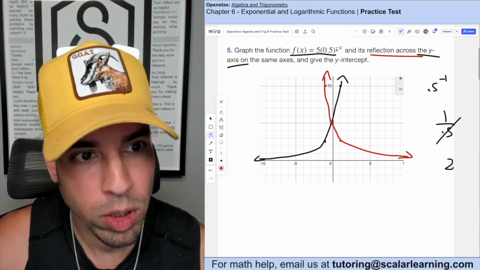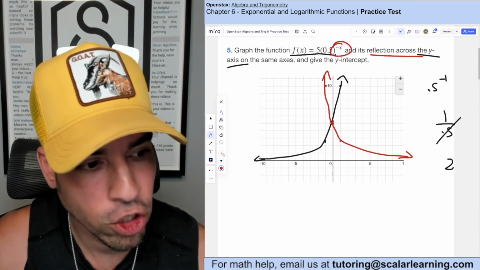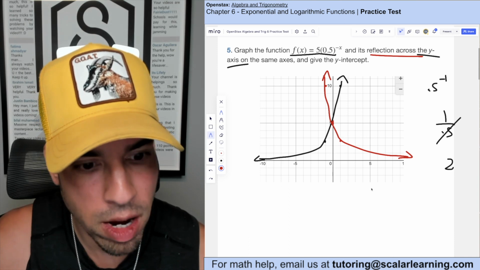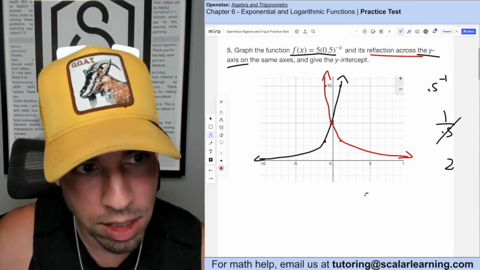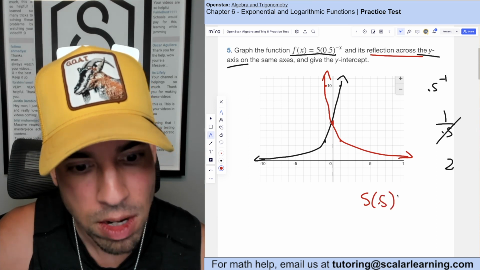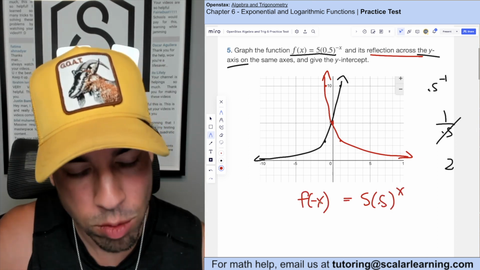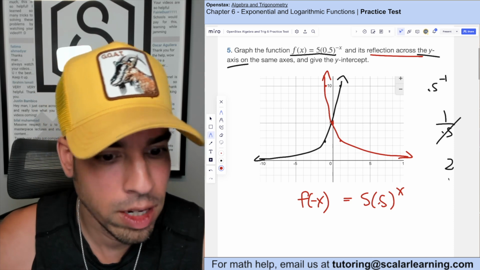And just so you can see what the reflection would look like, remember I mentioned that the negative reflects it across the y-axis. So the reflection of this would be to negate that again. So it's just 5 times 0.5 to the positive x, and that would equal the reflected f of x function. And that's how you do it.